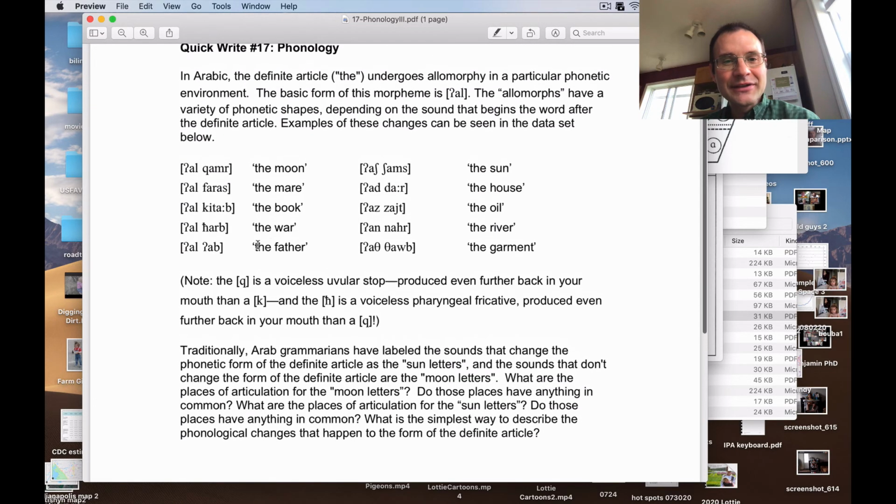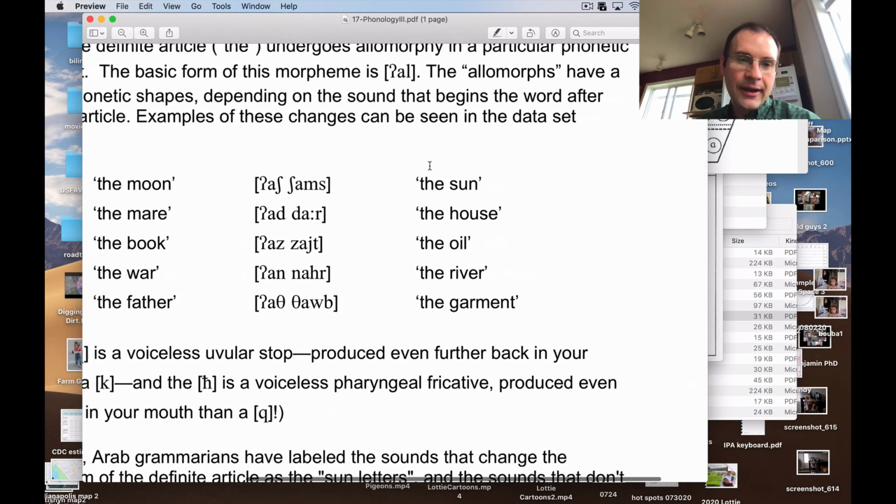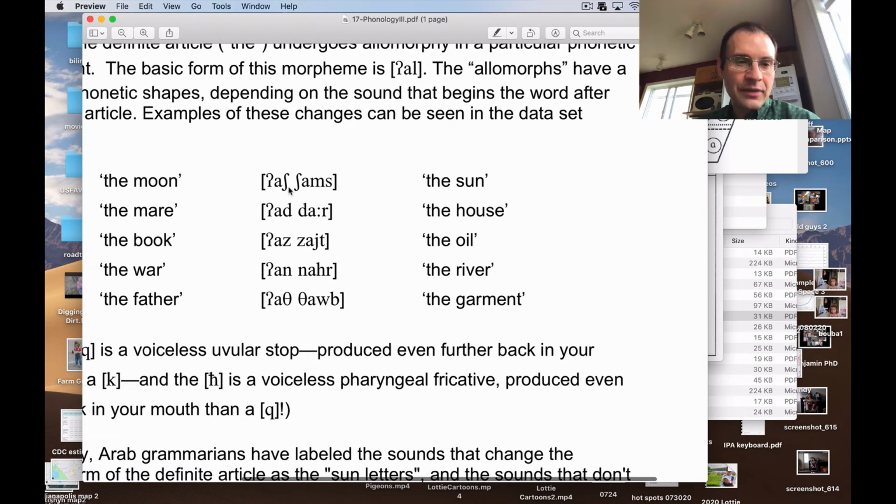The trick is, why are these changes happening to the L in this particular case? And hopefully you can see, maybe I'll make that a little bit bigger, that there's a connection being made here between the final consonant of the definite article and the first consonantal sound of the noun that it is preceding, right? So they become the same.